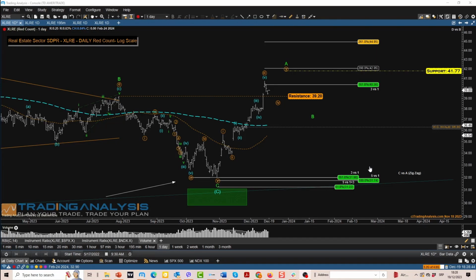So today's subject will be XLRE, which is the real estate ETF. And I'm going to show you today how we actually started to suspect that rates are possibly at their highs using the XLRE chart. Okay, so this is purely technical. And I'm going to show you the process that we did.